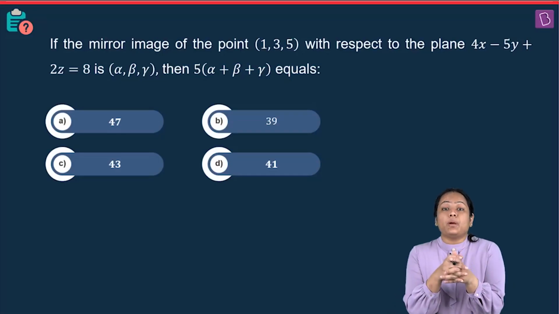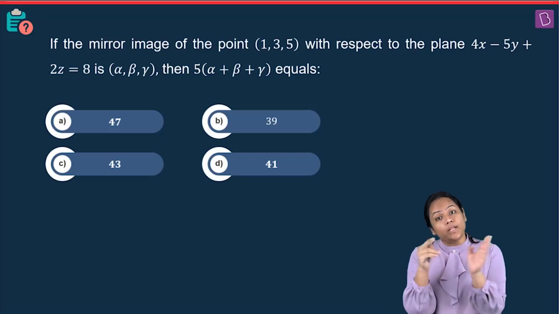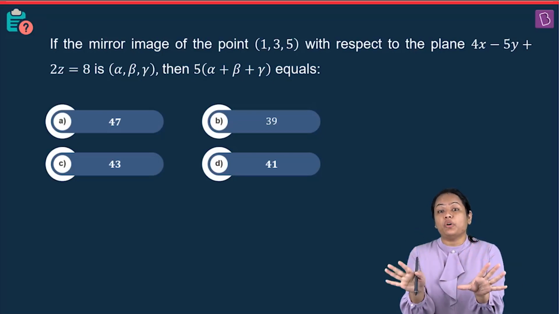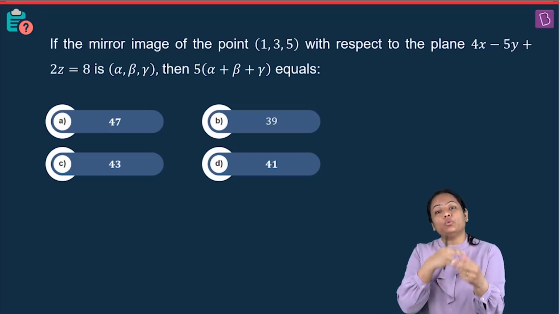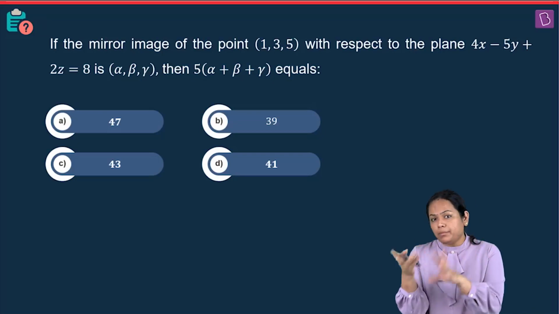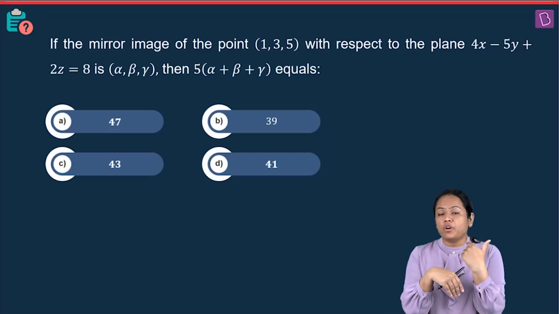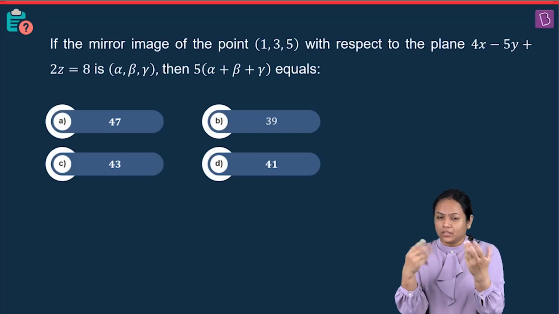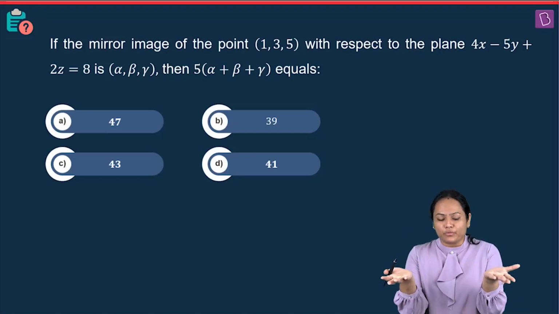Well, the next question is from 3D and it will be simple if you remember the formula. If you don't remember the formula, you have to actually find maybe the foot of perpendicular and then apply the section formula. That is the only way if you don't remember the formula.